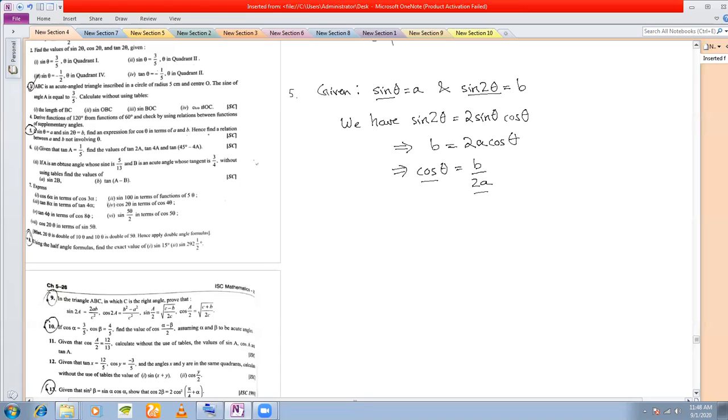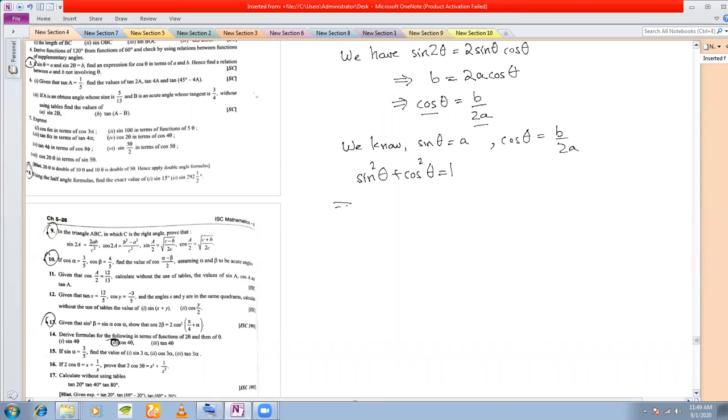Next question is find the relation between A and B not involving theta. Now, you know that sin theta is A and cos theta is B by 2A. So how can you write a relation between A and B in which theta is not there? We'll use the identity sin square theta plus cos square theta is equal to 1. We're going to use this identity.